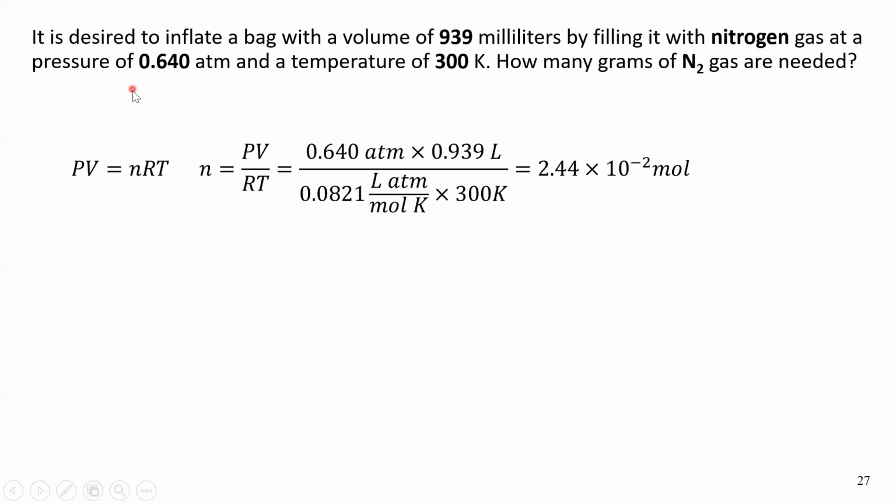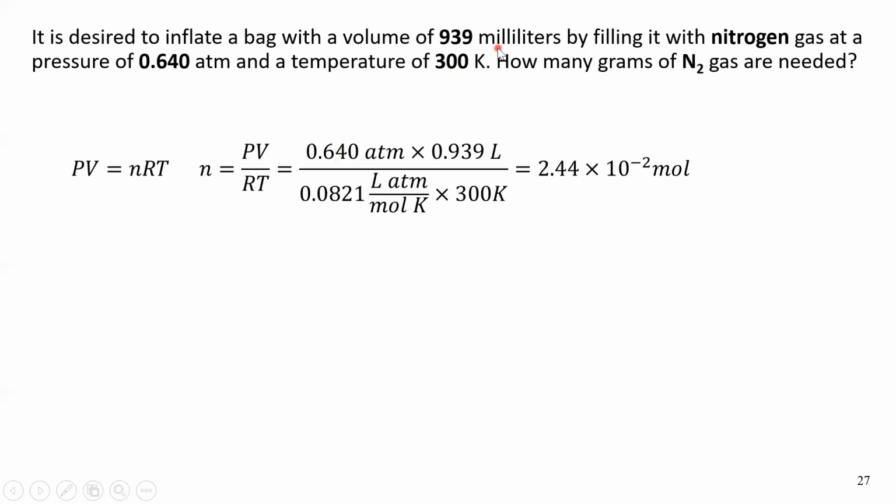So we're going to take our ideal gas law, PV equals nRT. We're going to isolate n by dividing by R and T. So we can calculate the number of moles of gas by taking the pressure times the volume divided by our gas law constant and divided by our temperature. So when we look at the problem, our pressure is 0.640, so we'll put that in for P.